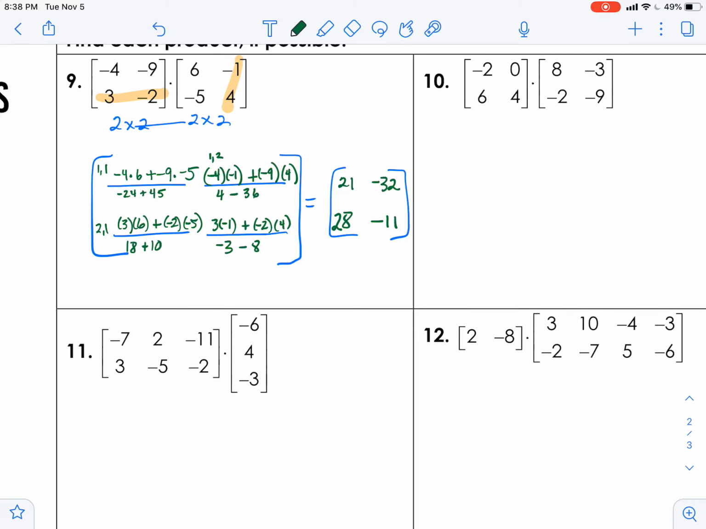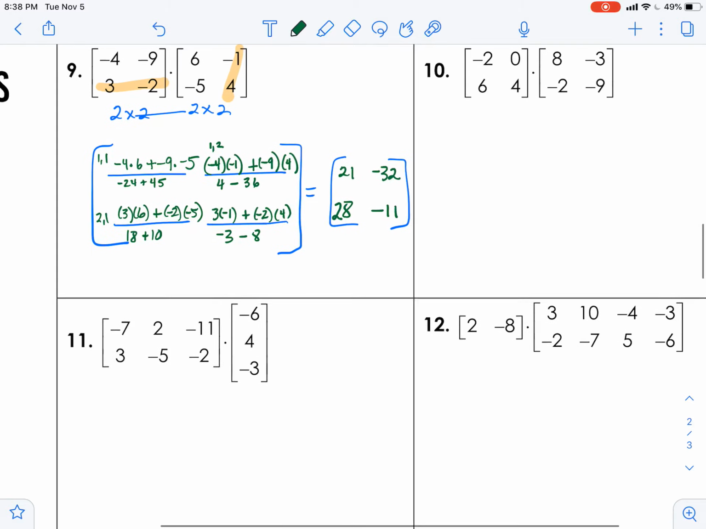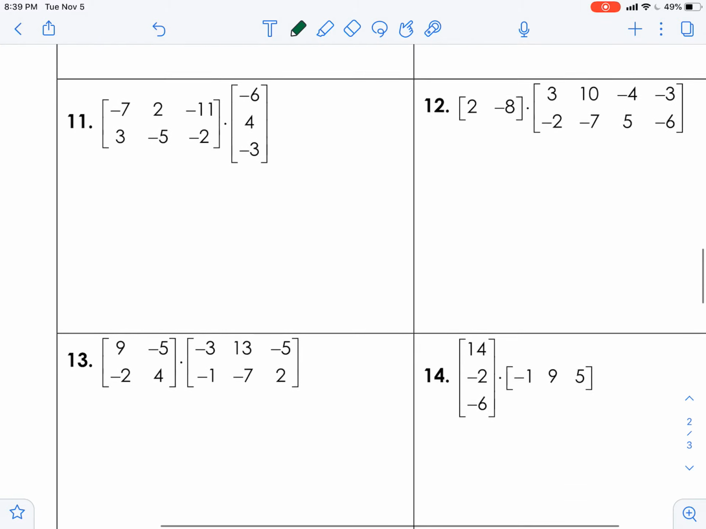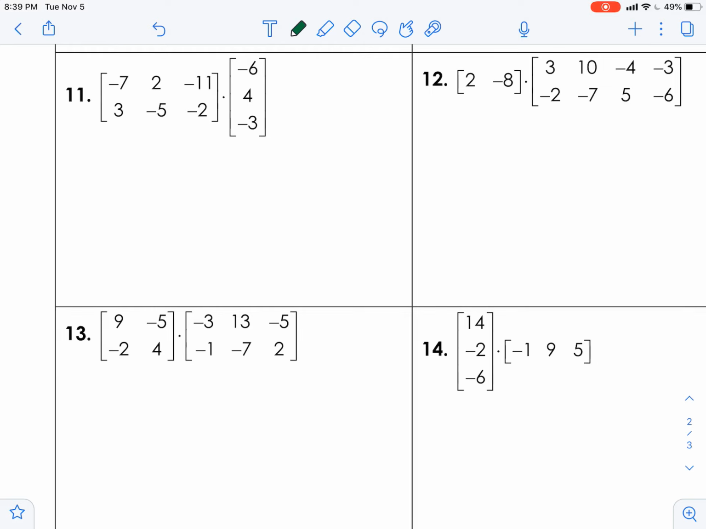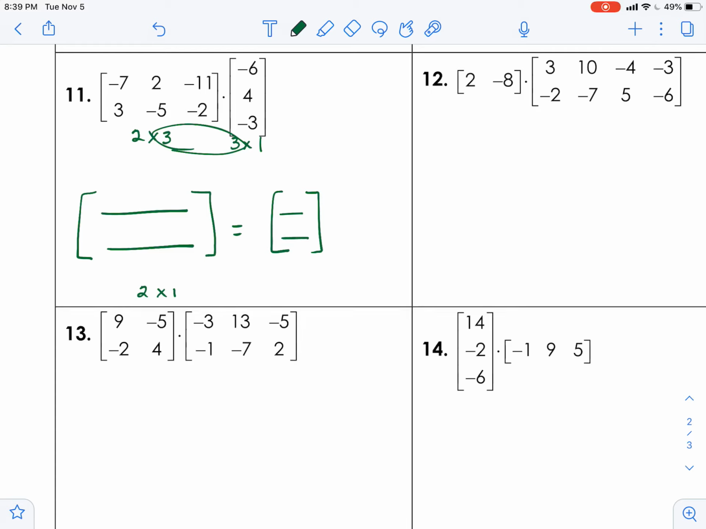What do you think? Should we do another one? Okay, let's do, I'll just go down to 11. I'm going to go do 11 for you. Okay, so number 11. This one is a 2 by 3. This is a 3 by 1. These are the same, therefore my answer is a 2 by 1. Okay, so again, it is 2 by 1. There we go. Okay, and then there would be my results.